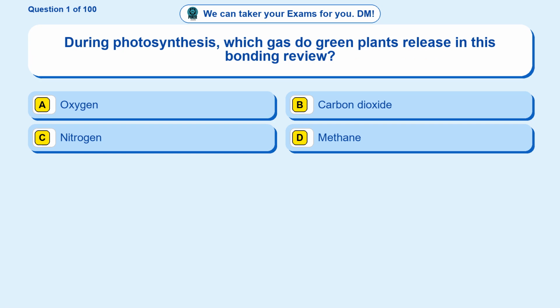Question 1. During photosynthesis, which gas do green plants release in this bonding review? Option A, oxygen. Option B, carbon dioxide. Option C, nitrogen. Option D, methane. The correct answer is option A, oxygen.